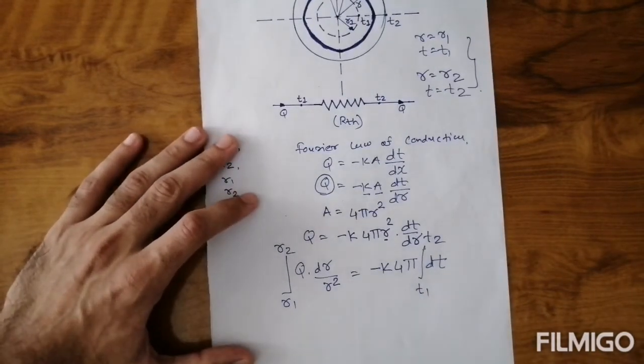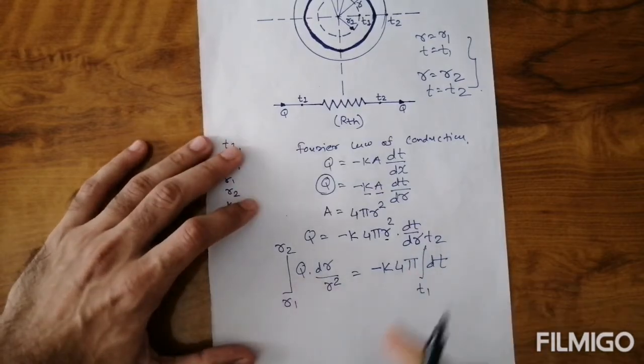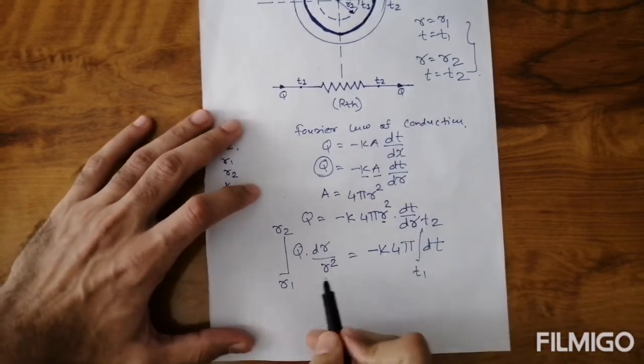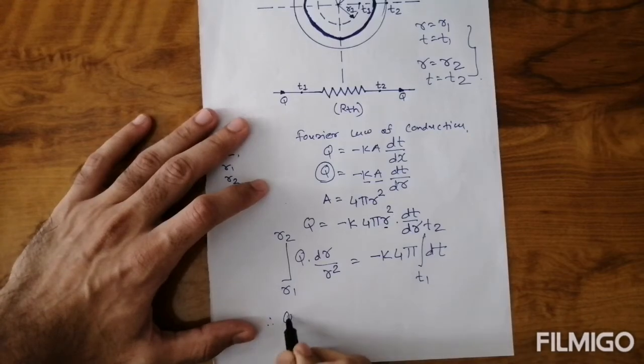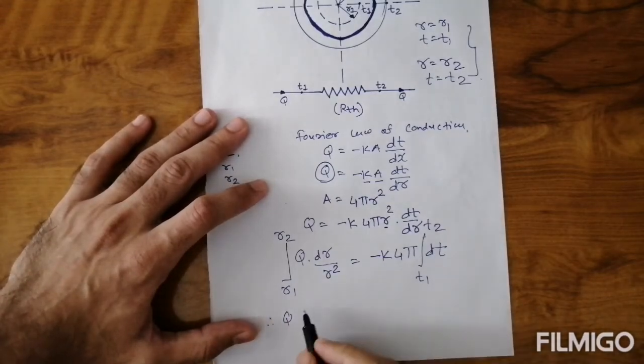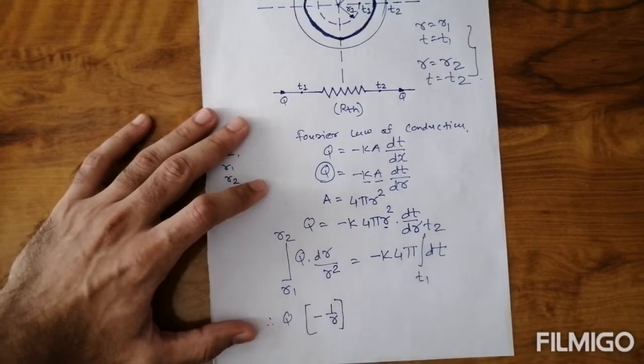Now the equation is integrated with respect to those limits. First of all, the integration of 1 upon r square. Q is a constant term, so Q stays as it is, with 1 upon r square. The integration of 1 upon r square will be minus 1 upon r.